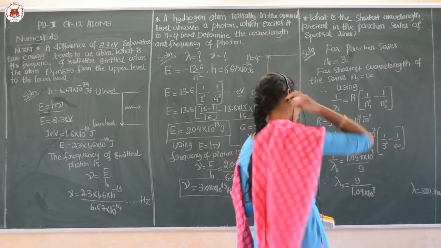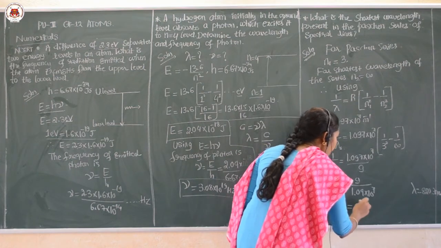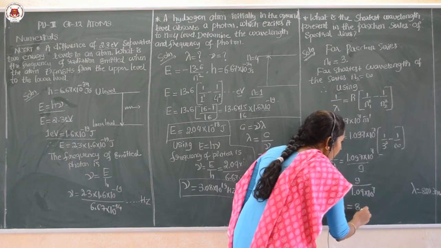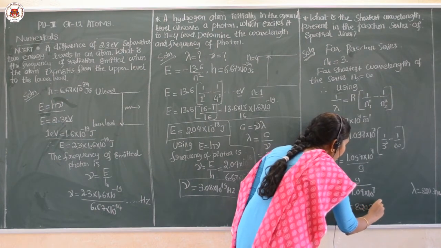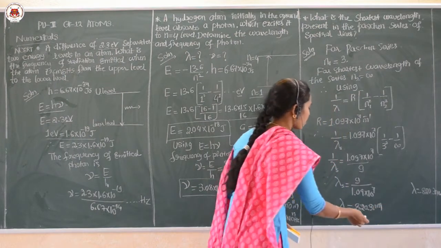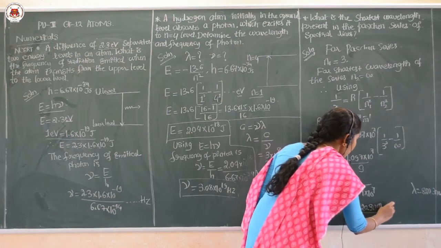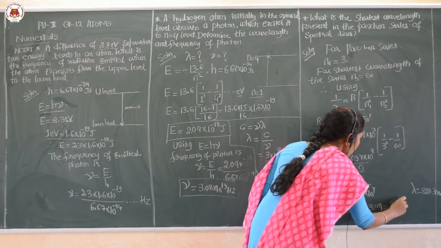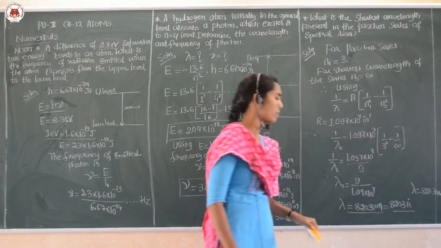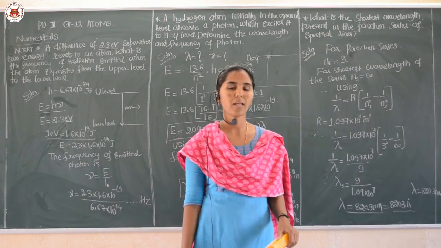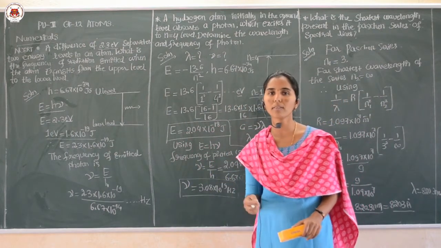Okay. Then after the simplification, that can be expressed as 820.3 nanometer, if it is in terms of nanometer. If you want to express it in angstrom, that will come to 8203 angstrom. I hope, dear student, these questions are clear to you, and practice more of this one. Okay.